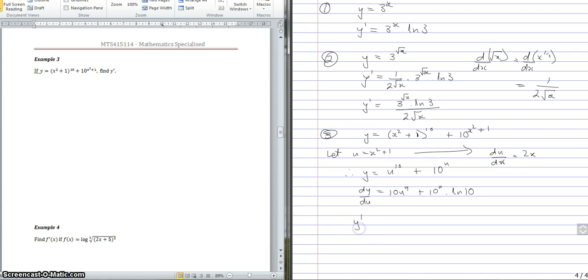Okay, so y dash or dy dx is equal to the product of those two derivatives, 2x times 10 times u to the 9. Remember, u is x squared plus 1, so that's x squared plus 1 to the power of 9 plus 10 to the power of u, which is x squared plus 1 times the natural log of 10. And there's our answer. We can leave it like that. You could expand it, but it's not necessary.